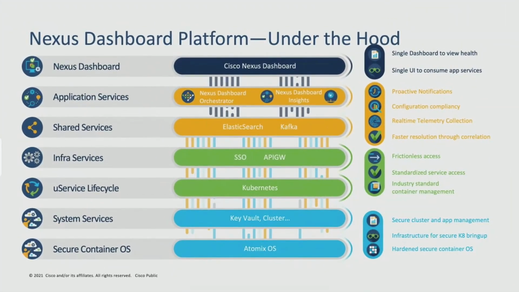Nexus Dashboard itself is based on Atomic OS, the operating system as we use in the APIC. And then on top of that, we have system services that are forming, for example, the Nexus Dashboard cluster, right? Having there the key vault for authentication to the different sites we are onboarding. Then we use Kubernetes for the microservices, so that the applications, the services on top of Nexus Dashboard, are microservices. And then we have infra and shared services. These infra and shared services are something which we offer centralized on the Nexus Dashboard, and the Nexus Dashboard then is providing these to the services on top.